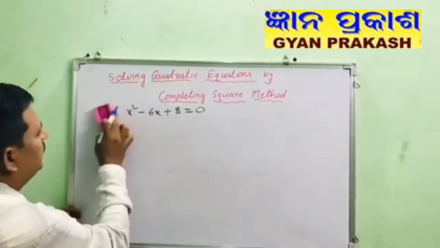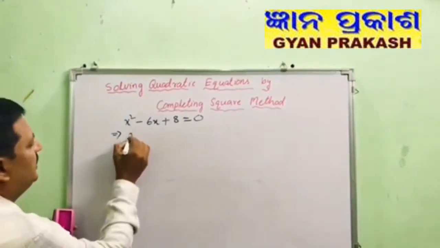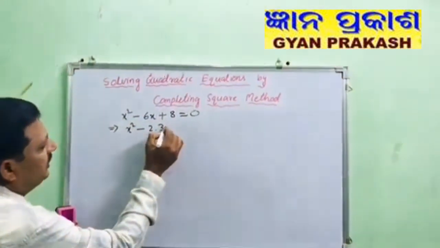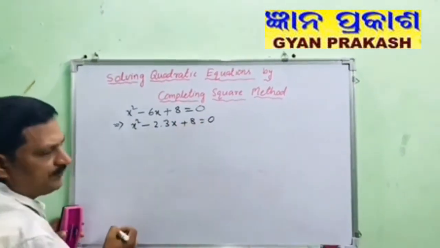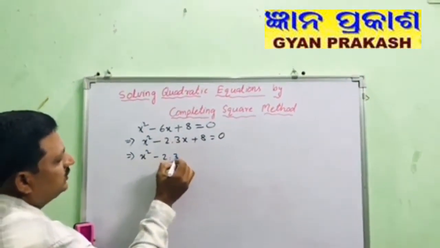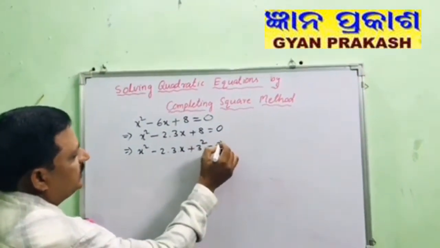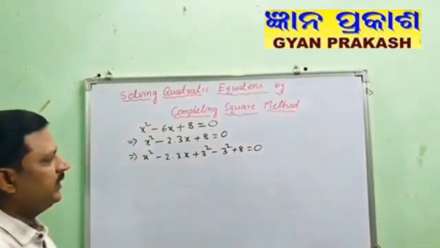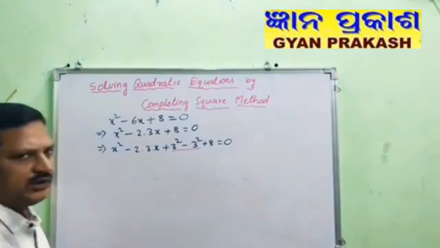So directly we shall move to the next step that we had seen, that is x square. You see, it will give us 2 into 3x, plus 8 equal to 0. So x square minus 2 into 3 into x plus 3 square minus 3 square plus 8 equal to 0. In this we have added and subtracted 3 square. Why are we doing this?